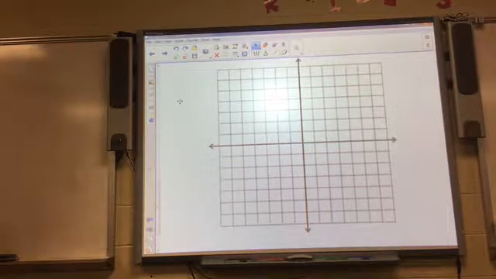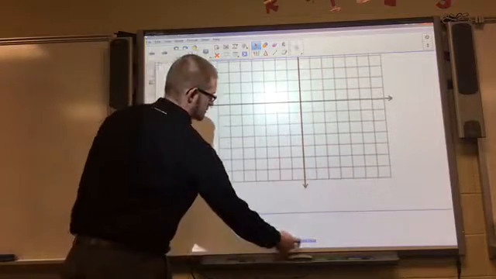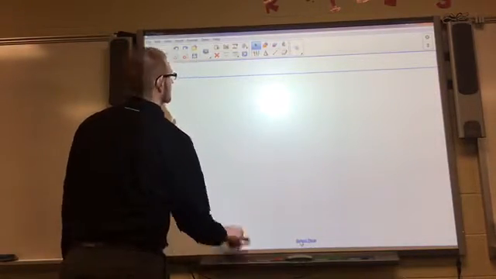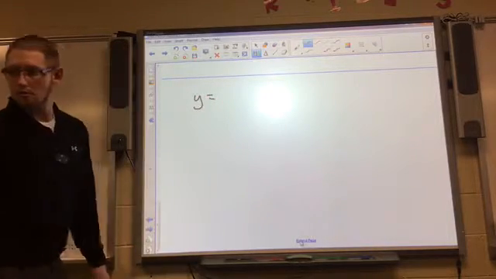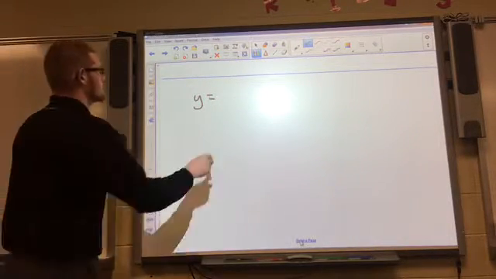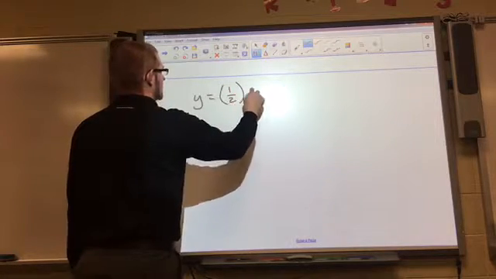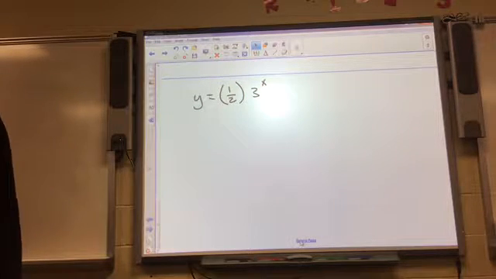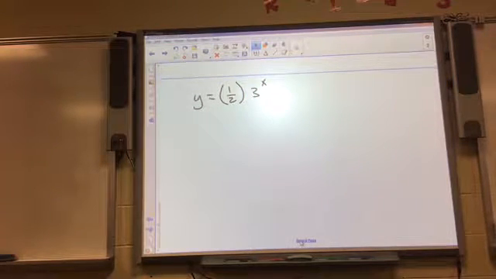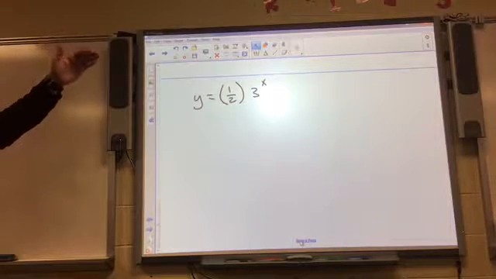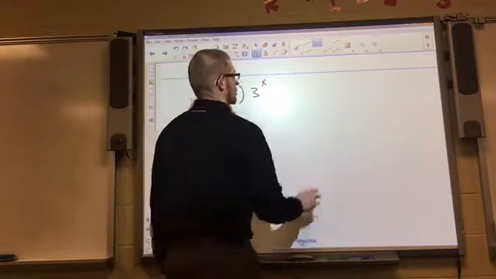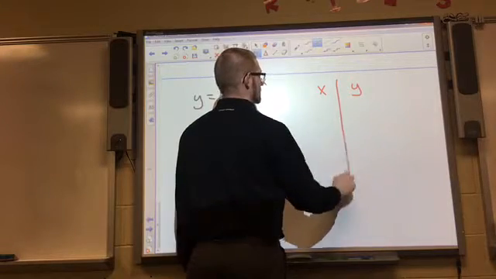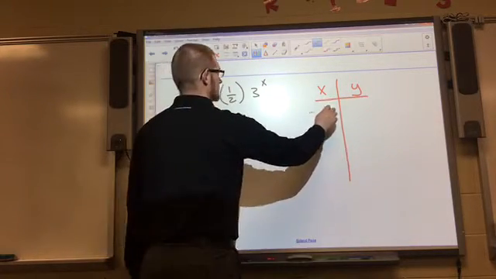Okay, so I have my graph. It tells me that I want to use the function y equals 1/2 times 3 to the x. Is that an exponential function? Yeah, because I have my variable as an exponent. So I'm going to make my xy chart and plug in.